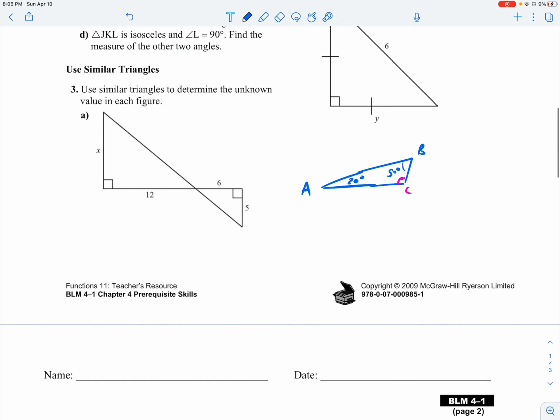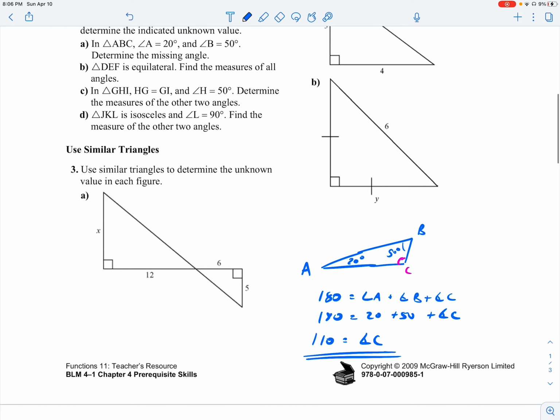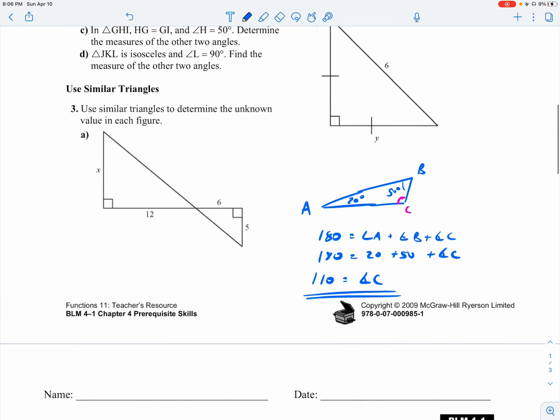We know that all interior angles add to 180. So it's angle A plus angle B plus angle C. We've got 180 equals 20 plus 50 plus angle C. That's 70. If I subtract it from both sides, I get 110 equal to angle C. So that's the missing angle. Okay, so that was part A.